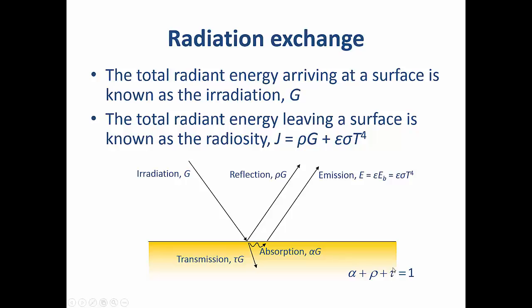Now, I've already said that for a grey body I'm going to assume that tau is 0, and I'm also going to be taking alpha equal to epsilon. The other thing I should say here is that the sum of the reflected radiation plus the emitted radiation is known as the radiosity, and this is the total radiant energy leaving a surface.